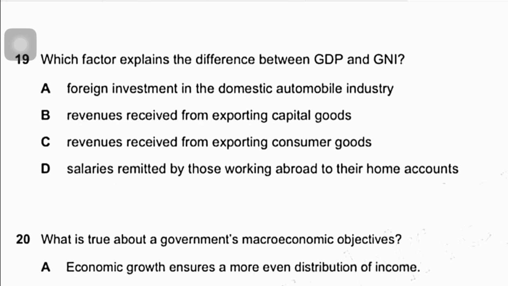But option D, salaries that are remitted by those working abroad to their home accounts, would definitely create that difference, because remittances from workers working abroad are considered part of the net income from abroad, and they increase the GNI of the country to which they are sent. They increase the GNI because they represent the income earned by residents working in other countries and sent back home. This option correctly explains the difference between GDP and GNI. So option D is the correct answer.